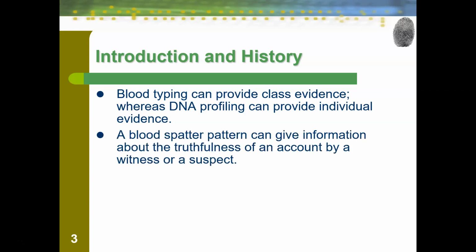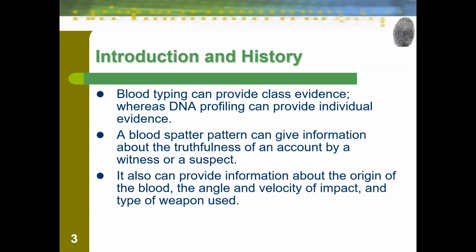Now blood spatter, something you're going to learn about in a later video, can give us information about the truthfulness of an account of a witness or suspect. Blood spatter can also provide information about the origin of the blood, the angle and velocity of impact, and the type of weapon used. All of this would be beneficial in figuring out what happened or proving what happened at a crime.